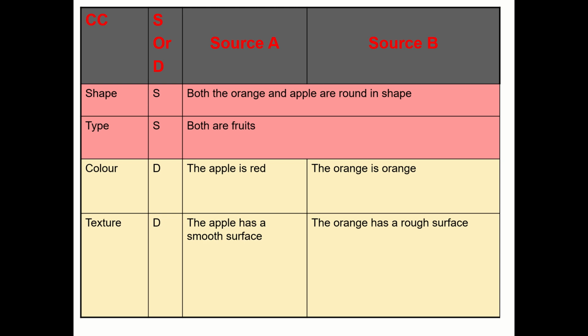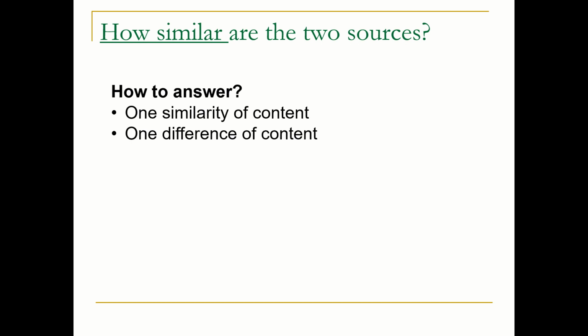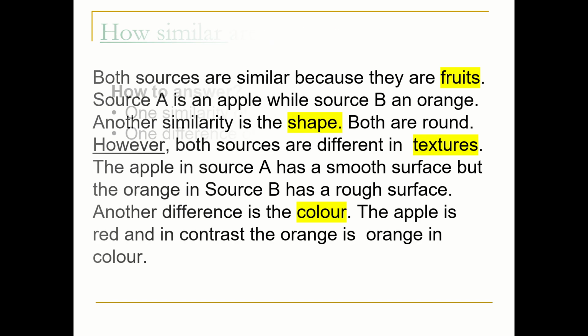So now that we've identified how the sources are similar or different, let's think about wording them out in a proper paragraph. So, how similar are the two sources? Let's recap how we go about answering. In terms of comparison of content, I will need one similarity and one difference. So if I want to write it out in a proper sentence, I would say both sources are similar because they are fruits. Source A is an apple, source B is an orange. Another similarity is shape, both are round.